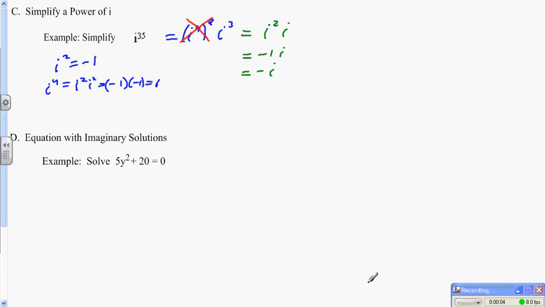This is Lesson 5.9, Part B. Now we're going to talk about equations with imaginary solutions.